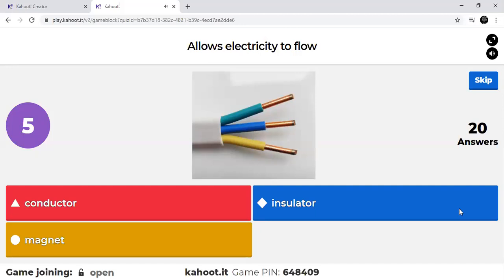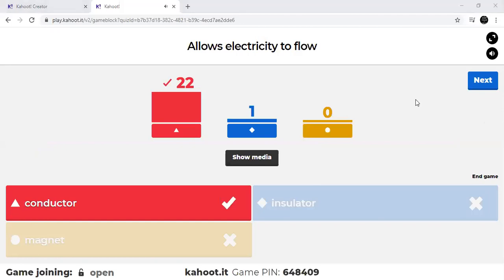Three, two, one. Yeah, beautiful, beautiful, guys. Awesome. Well done. Well done.